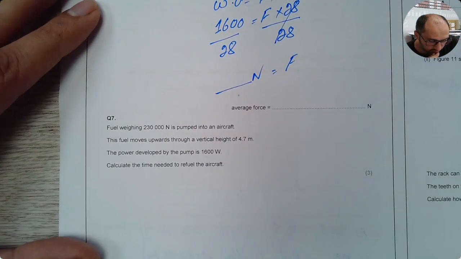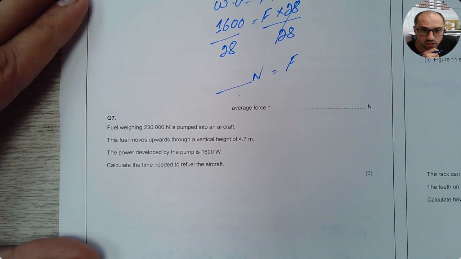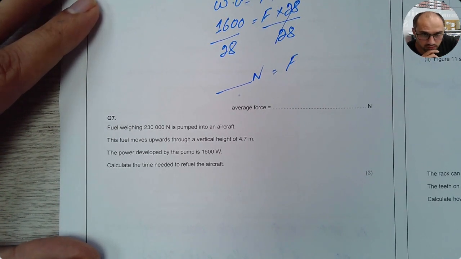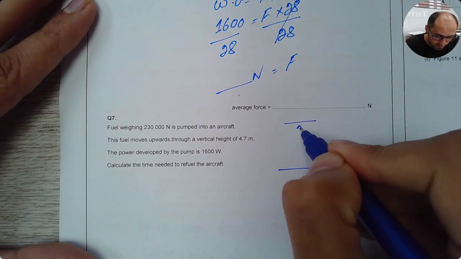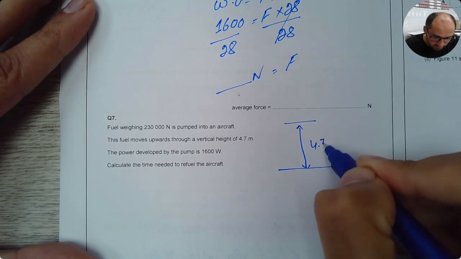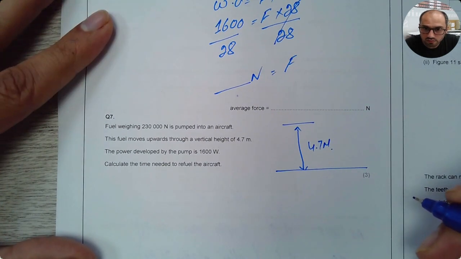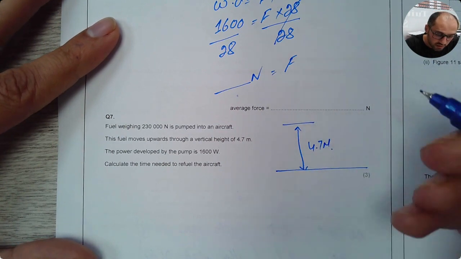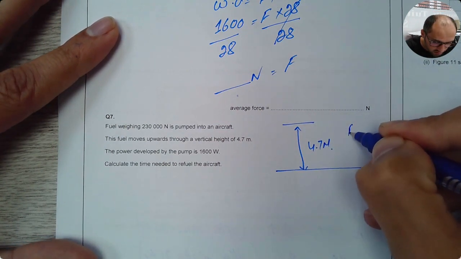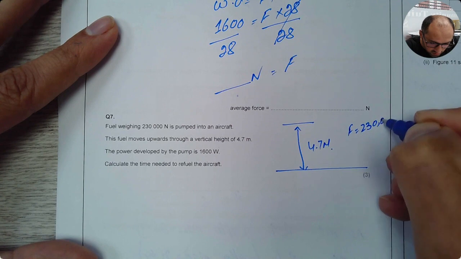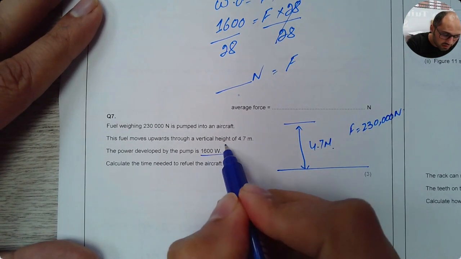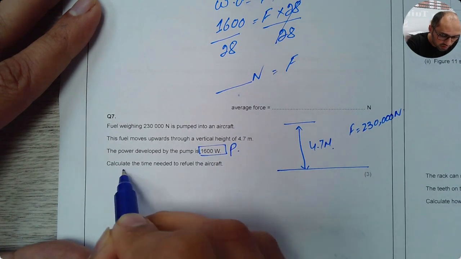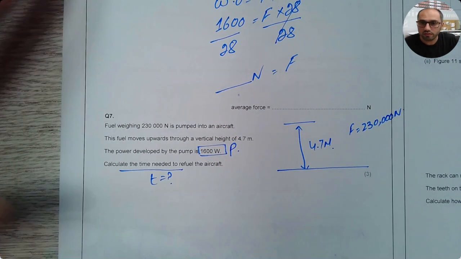Next question. Fuel weighing 230,000 newtons is pumped into an aircraft. The fuel moves upward to a vertical height of 4.7 meters. In other words, 4.7 meters is the distance the fuel travels, and the weight or the force involved is 230,000 newtons. The power developed by the pump is 1600 watts. So this is the value of power. It says calculate the time needed. We do not know the value of time.